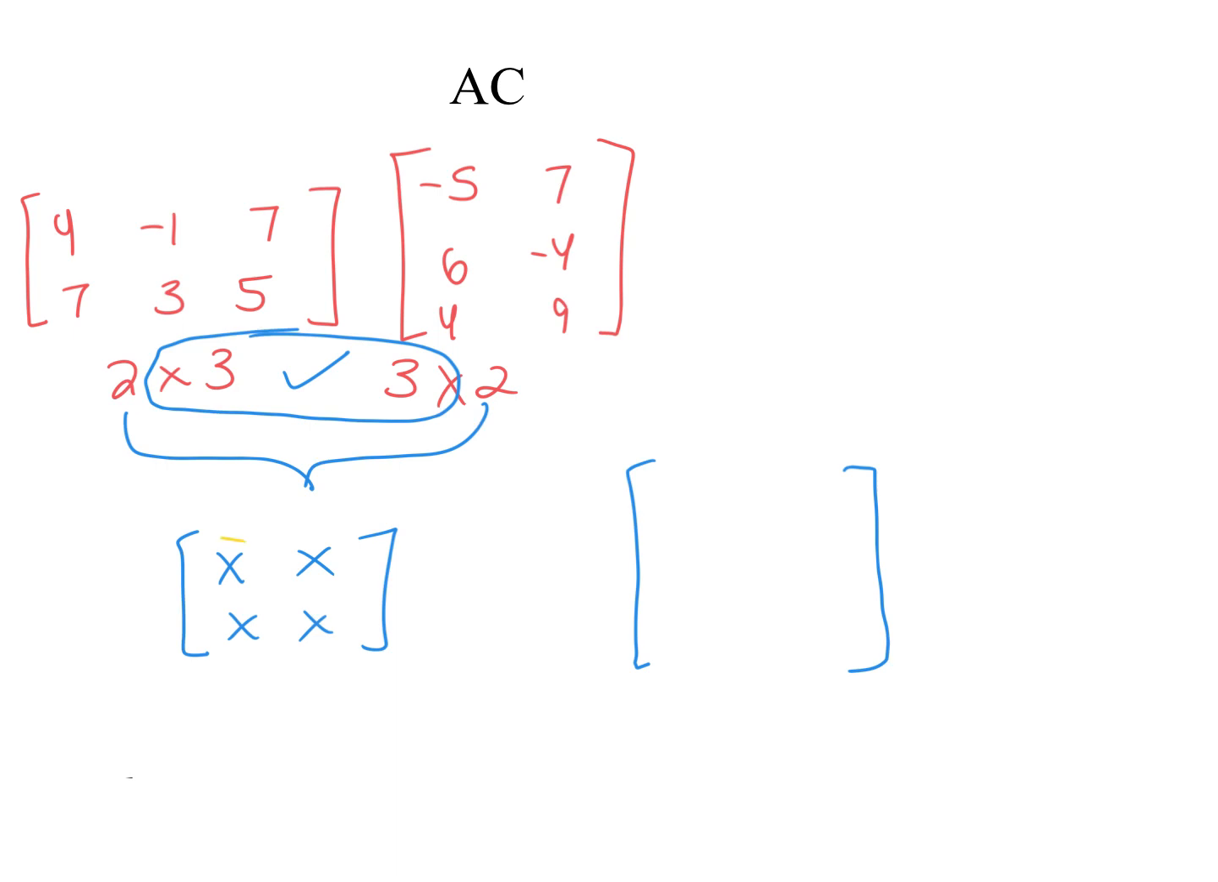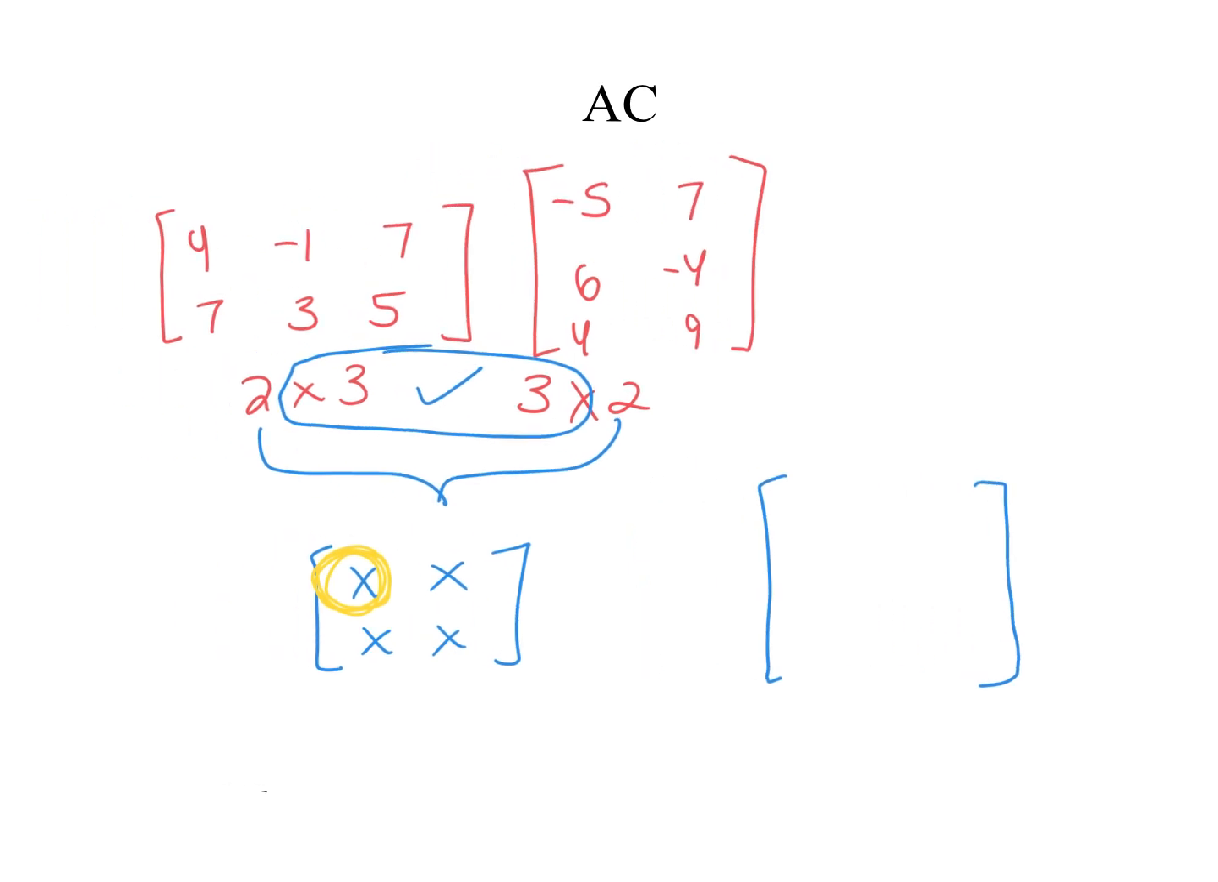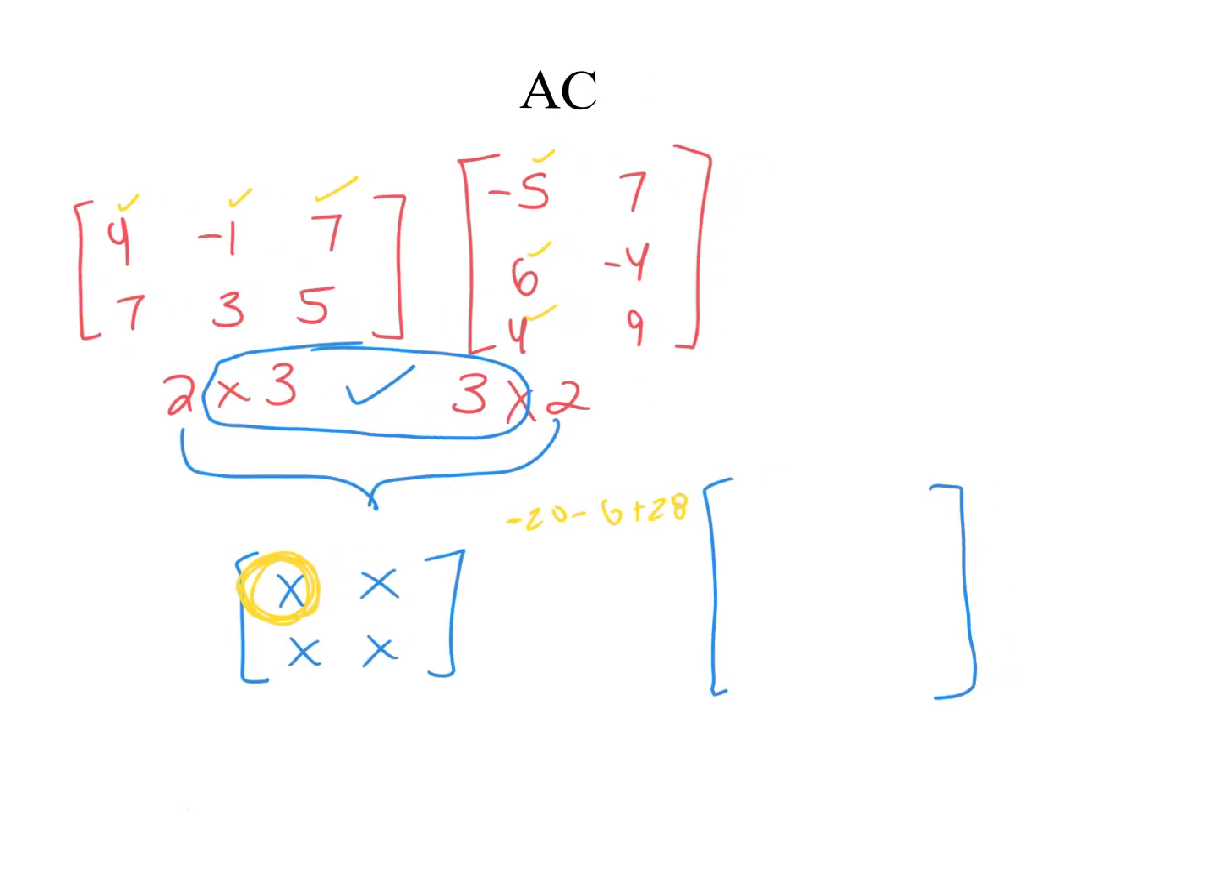How do I find the answer? How do I find out what that entry is right there? Where is that? It's in the first row and the first column. So you're going to multiply first times first. What's 4 and negative 5? Negative 20. Second times second, negative 1 times 6, minus 6. Third times third, 7 times 4 is 28. So when you add that together, guys, negative 20 minus 6 plus 28 is 2. Perfect. If you are methodical with this, it's not terribly difficult. If you try to do everything in your head, you're going to get yourself totally confused.